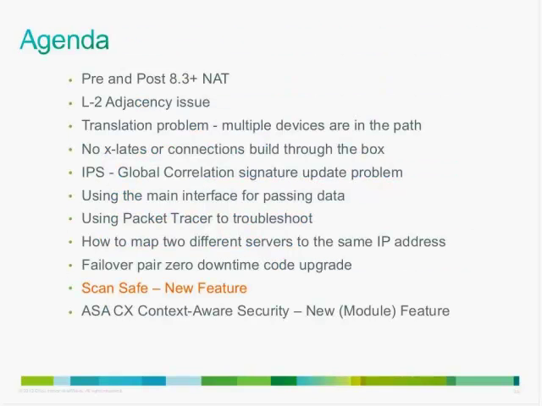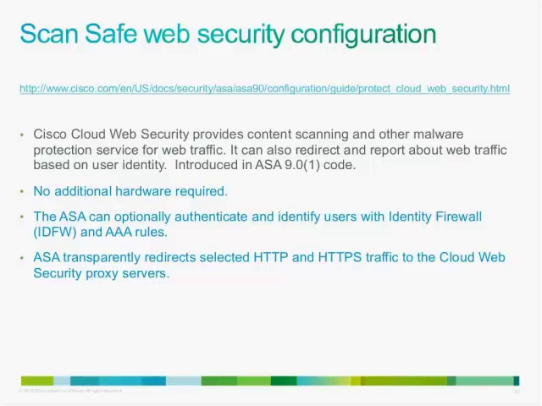All right, now before I close, I thought I'll bring to you two new features that came out. One is a ScanSafe feature, and the other one is the ASA CX context-aware security. Let's talk about the ScanSafe feature quickly. So this is supported in the new 9.0 code. What the ASA does is it receives the HTTP and HTTPS packets, and it proxies those packets to the ScanSafe towers. There is no additional hardware required here, just software configuration, and the minimum code that we need is 9.0.1 code.